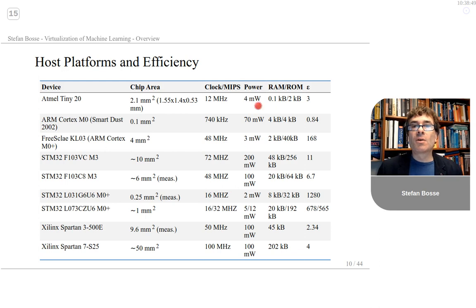But the power consumption is very different, and so we get very different scaling factors or efficiency factors you see here. And we have totally different platforms here with only 8 kilobyte RAM. It's really the limit for the REXA VM, but we're typically addressing these devices here with 20 kilobyte of RAM or 48 kilobyte of RAM memory.